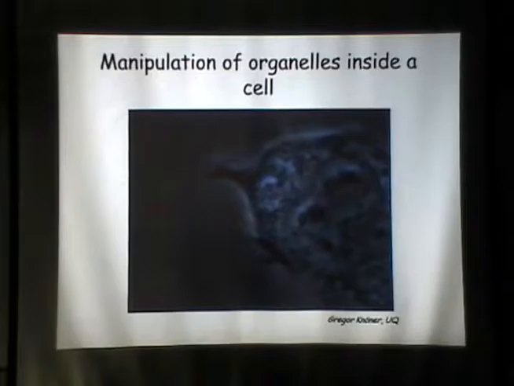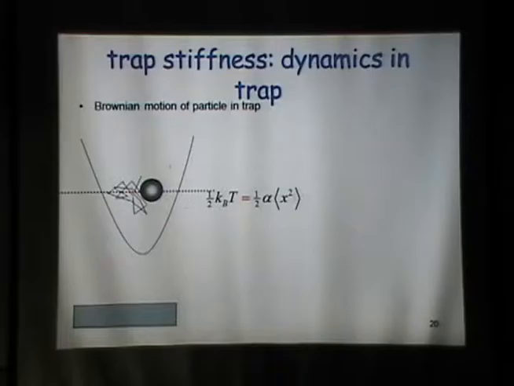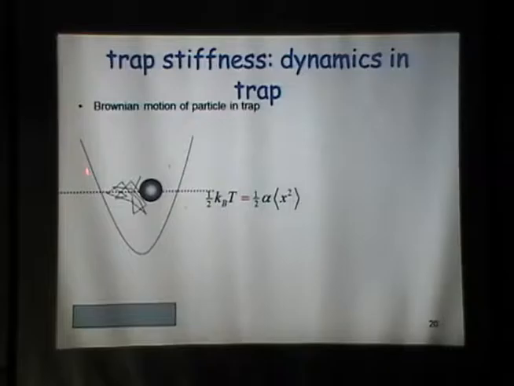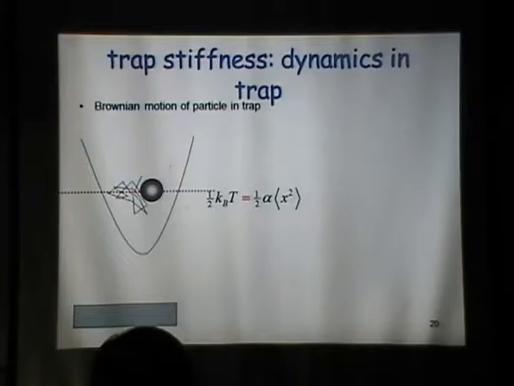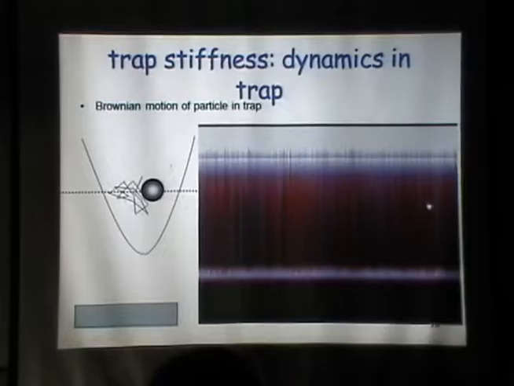Okay, so let's continue. Stiffness of the trap: we can look at the dynamics of the trap, and it's very easy to model the trap as a harmonic potential. So here's my particle, and it's jiggling around with Brownian motion, and I can make this trap stronger or weaker. I can open it up, close it down a bit, and I have my potential here. And as I showed you, this is what happens in the trap. Okay? So this is what we observe.